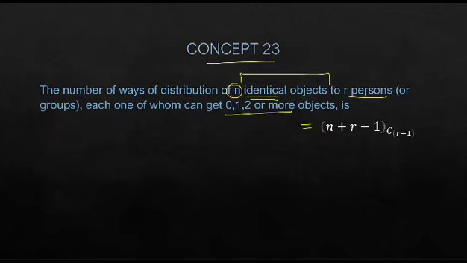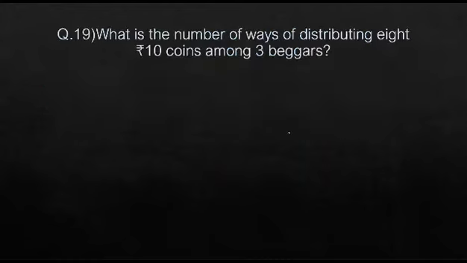And here we are dividing into r persons or groups, each of whom can get 0, 1, 2 or more objects. So what it means is that out of these n objects, if you are dividing into 3, 4 or any number of persons or groups, it can happen that one group will get all the objects and all the other 4 or 5 groups will get 0. So this case of 0 is also included in this case. That is, none of the persons or groups get anything, right? This case is also involved.